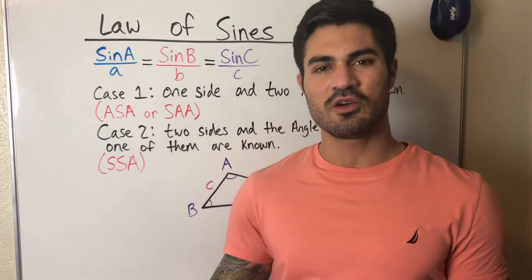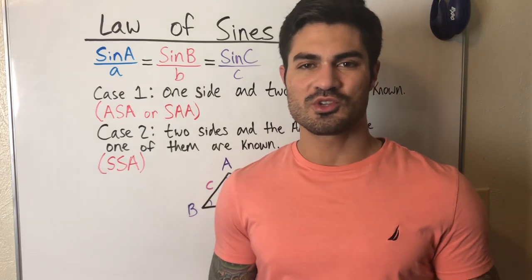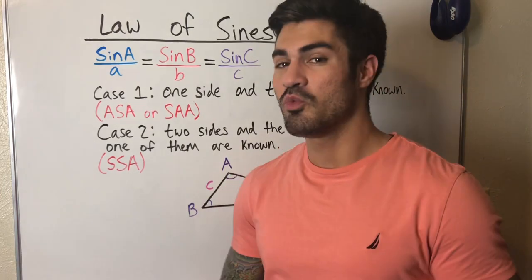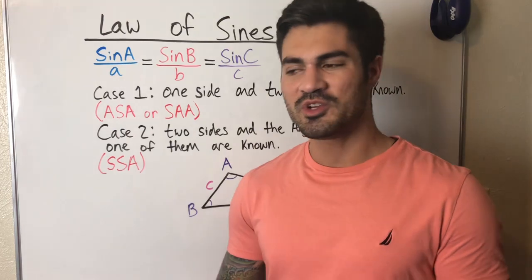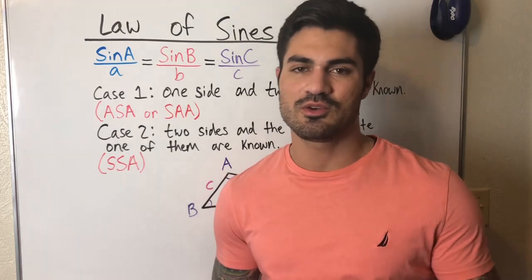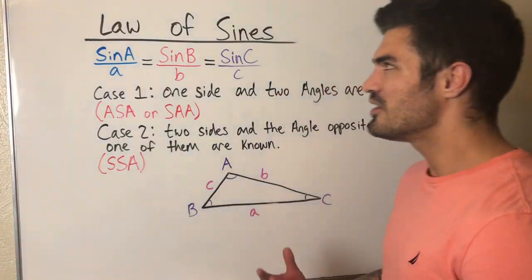So the law of sines and the law of cosines are generally what we use to solve non-right triangles. They work for right triangles as well, but we just don't use them because it's quicker to use SOHCAHTOA and the Pythagorean theorem. So let's get into it.